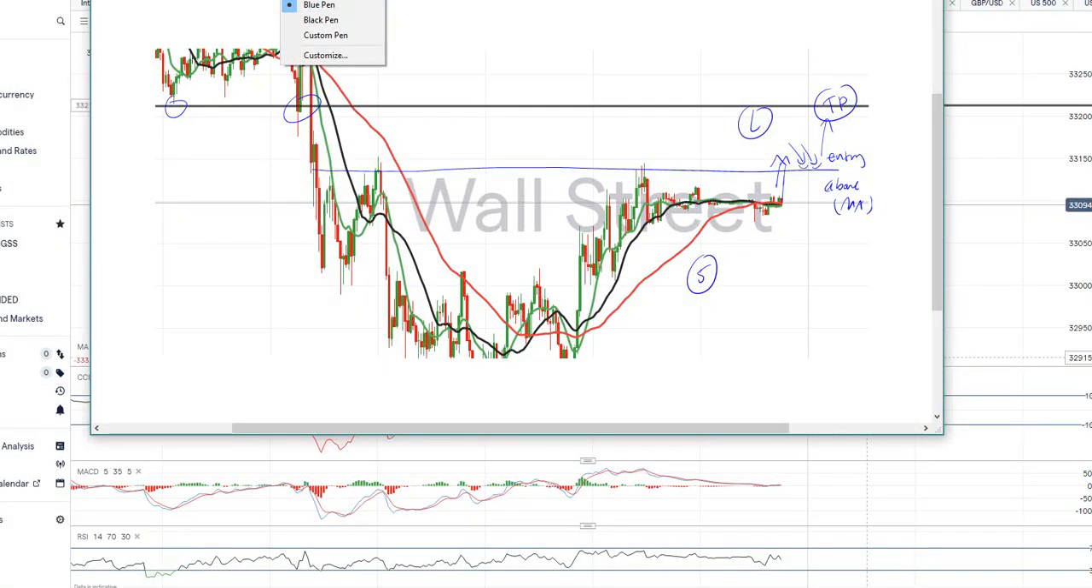Let me just use the red pen this time. So I want to see either a price go up and get rejected, and this will be the entry point pretty much. Or you can actually come down to this point, go up for a retest, and this will be your entry again, and then you go down to this point here.